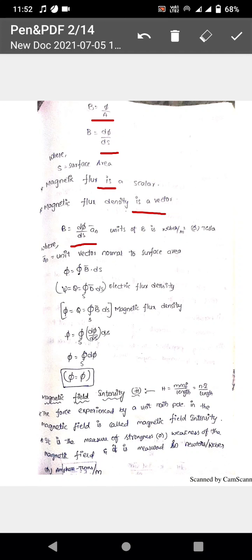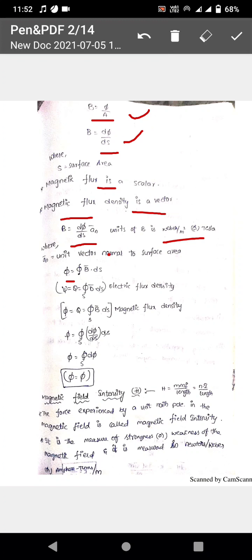B equal to d phi by ds an, where the unit of B is Weber per meter square. Another unit for Weber per meter square is Tesla, where an is the unit vector. Here we have to represent B equal to phi by A. From this we obtain B equal to d phi by ds an, where an is the unit vector normal to the surface. N stands for normal to the surface. Suppose the flux density B is represented normal to the surface. Therefore, phi equal to surface integral B dot ds.